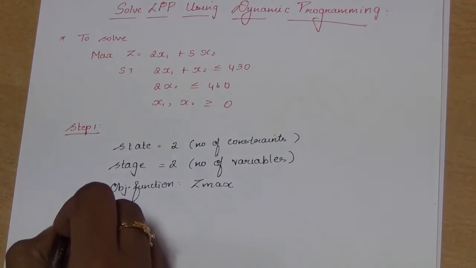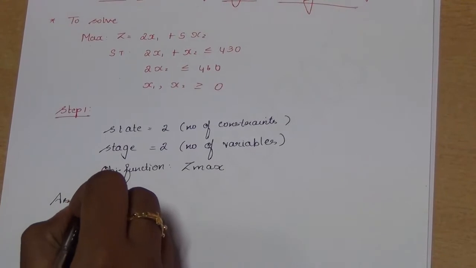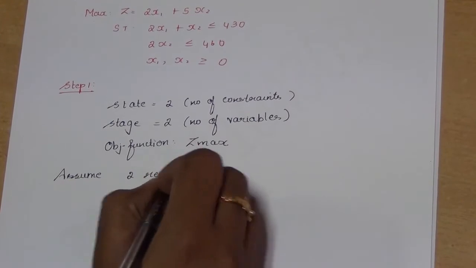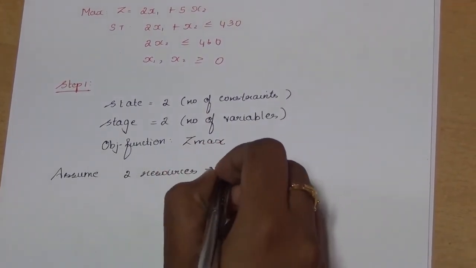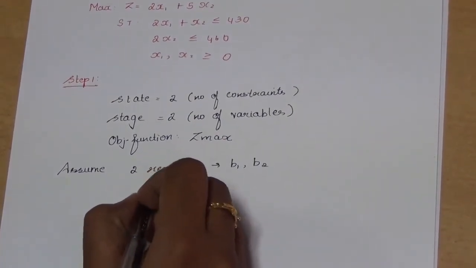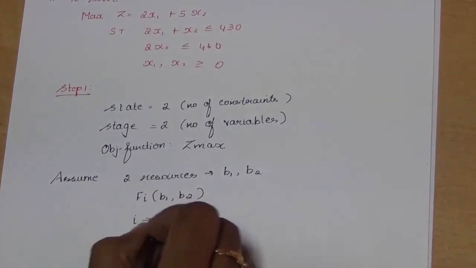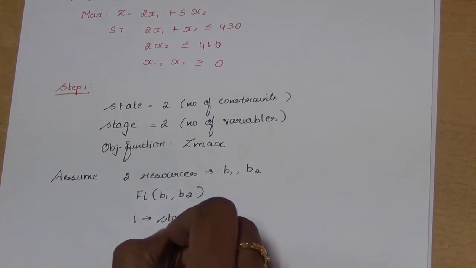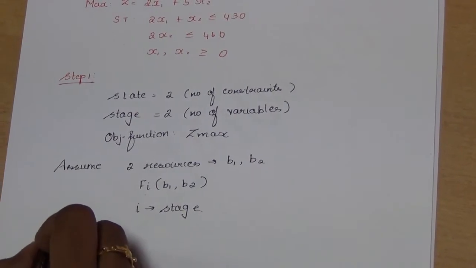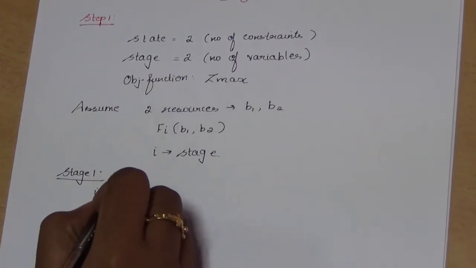We make an assumption here where we consider two resources, which depends on the number of constraints. Since we have two constraints here, we use two resources, B1 and B2. Using these two resources, we frame a function fi of B1, B2. This i represents the stage. Now we have two stages, so let's see the two stages separately. Stage 1. So therefore i is equal to 1.